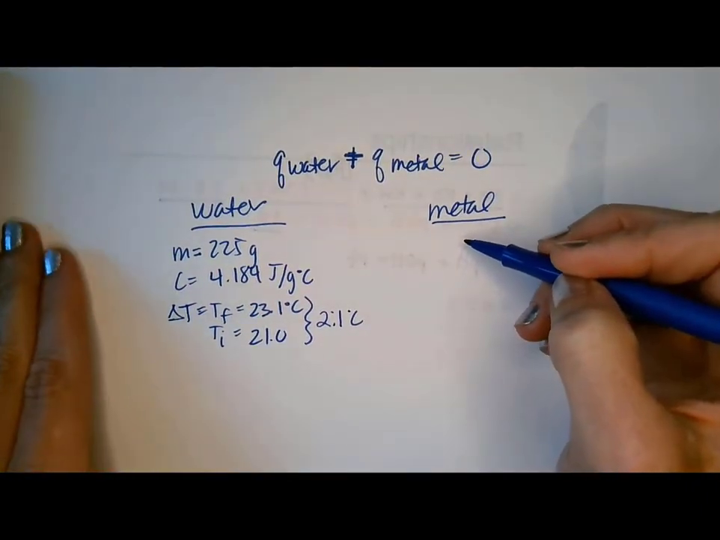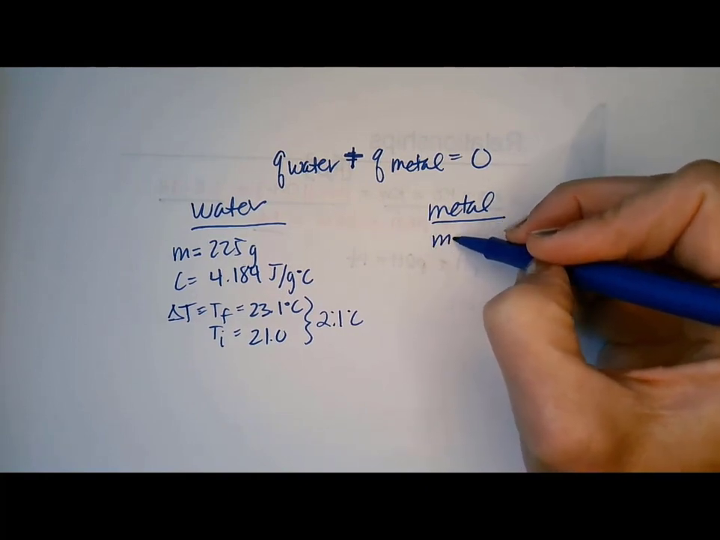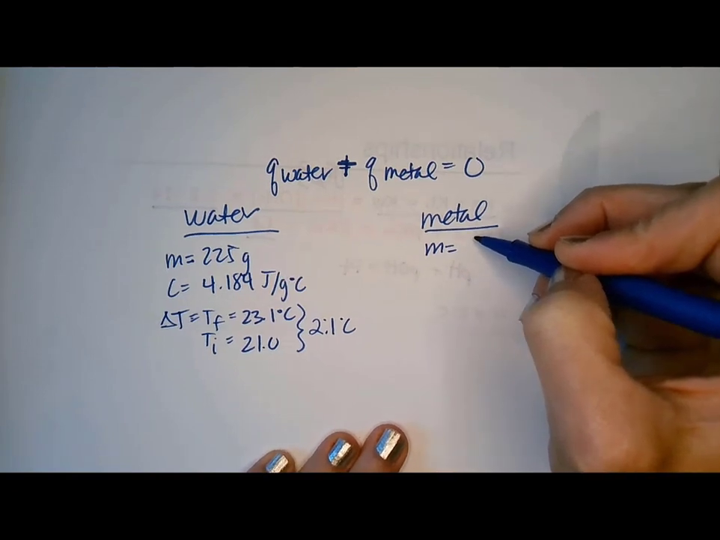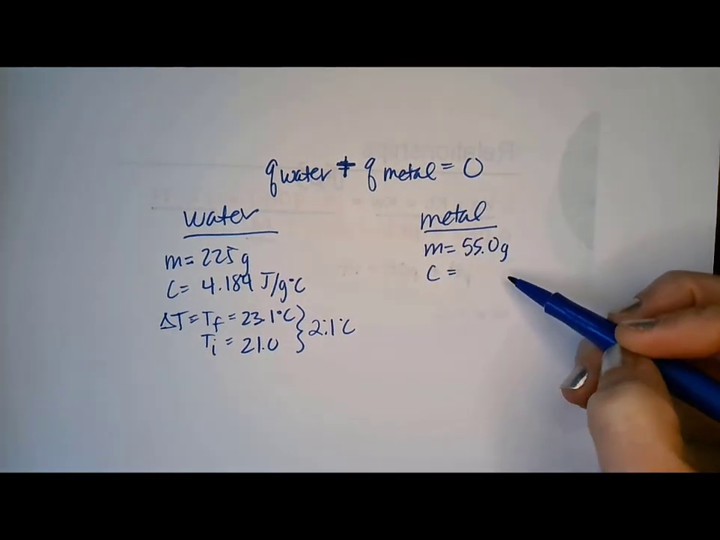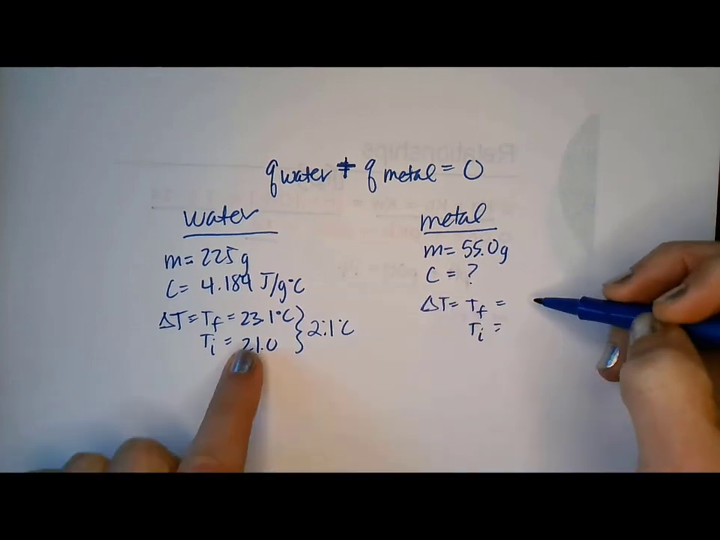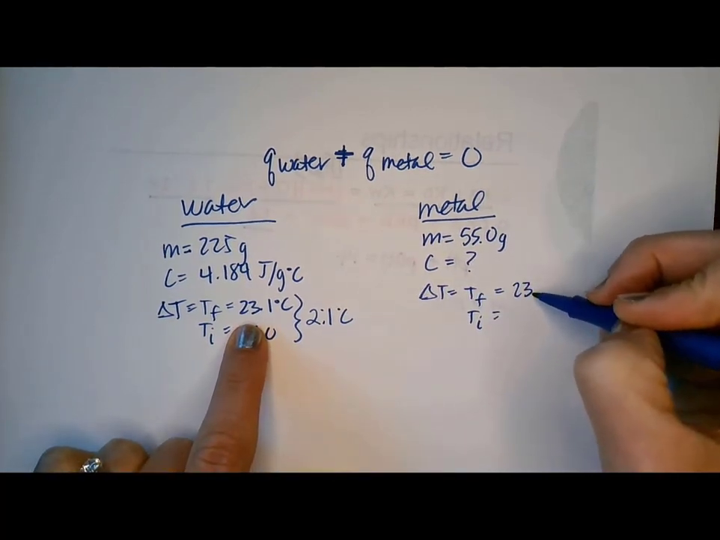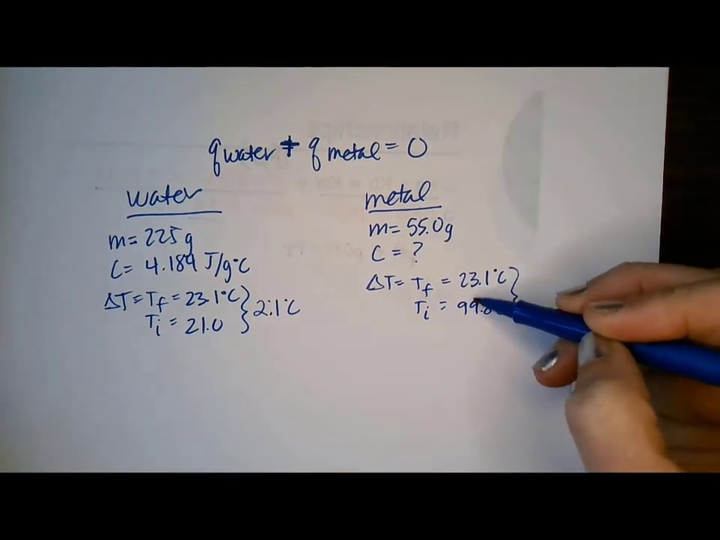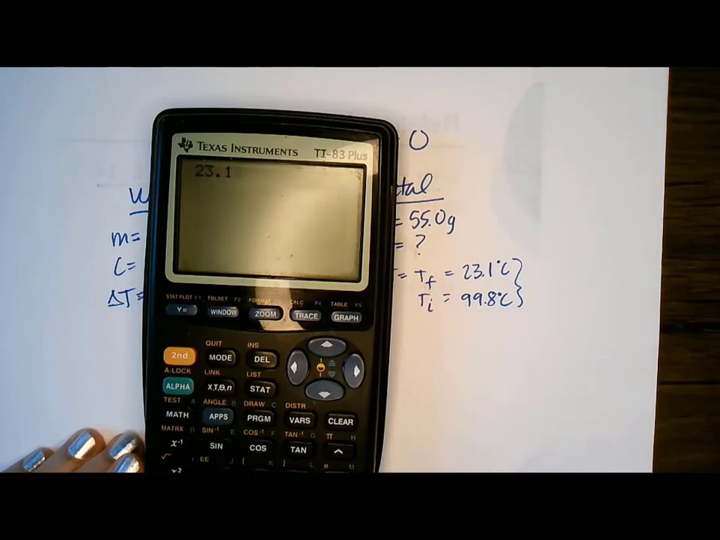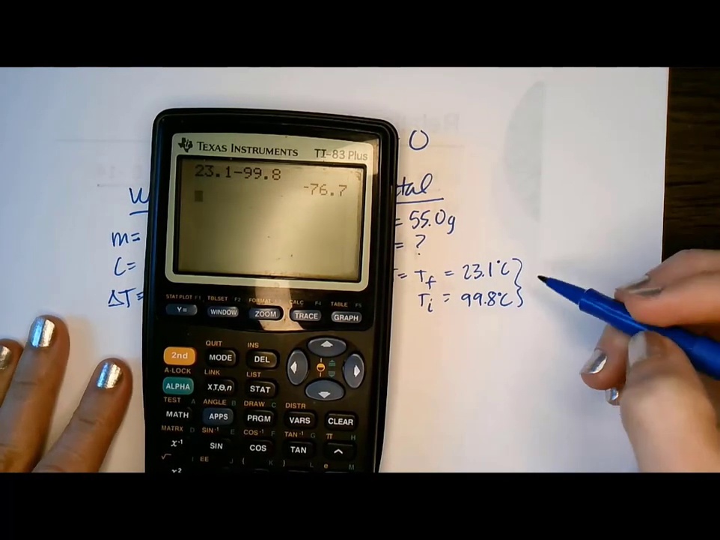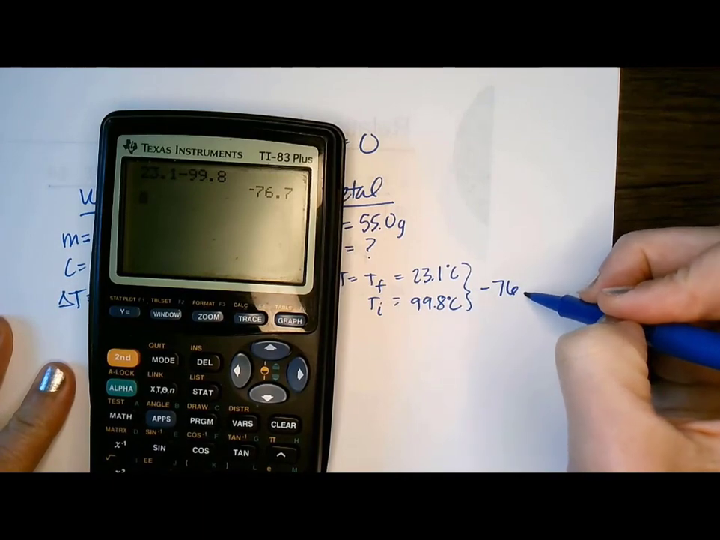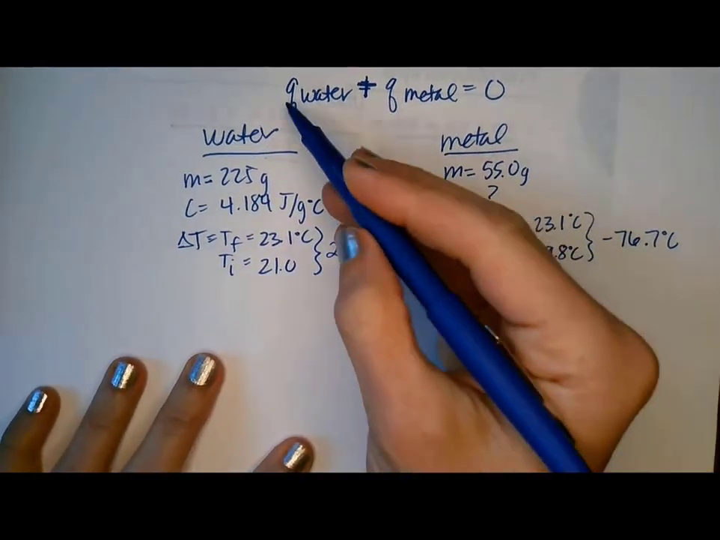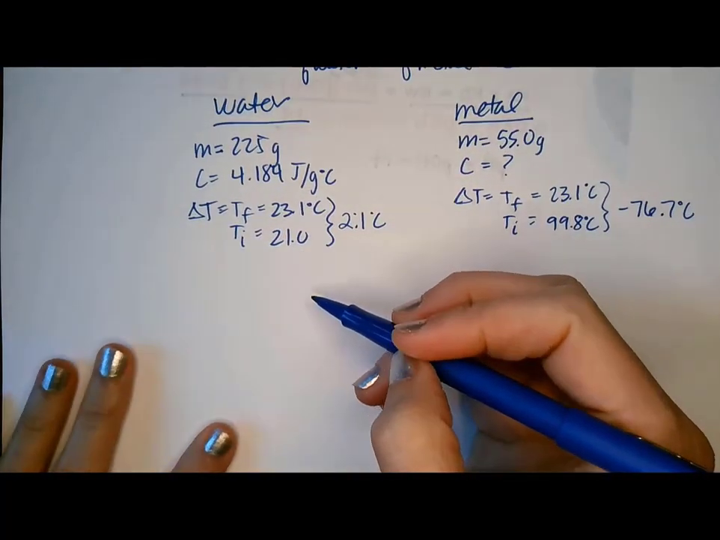All right, now let's look at what we know about the metal. It tells me that my metal's mass, I'm just going to put M, C, delta T, was 55.0 grams. We don't know the specific heat capacity of the metal, question mark. The final temperature also was 23.1 and the initial temperature was 99.8. So let's do TF minus TI, 23.1 minus 99.8, negative 76.7 degrees Celsius. Okay, so we know that Q is equal to M times C times delta T. So we have all of that information.